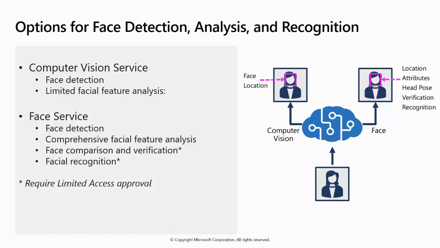So once again, guys, remember, if you just want to know the face location, use computer vision. But if you want a wider range of capabilities than the computer vision service, please use the Face API. This tells you the location, the attributes, the head pose, verification of the faces, and the recognition. You can use the Face API in order to create your own custom model for recognizing people.